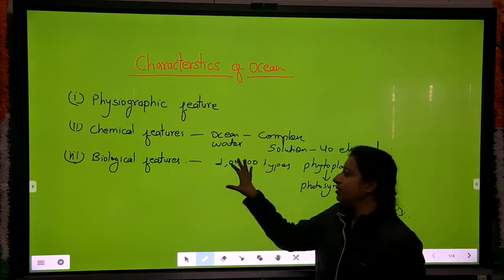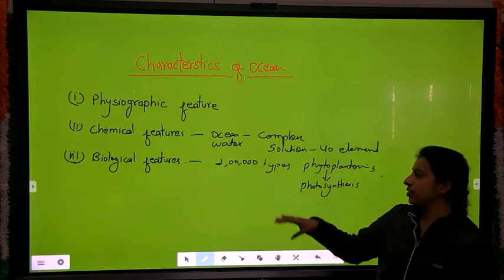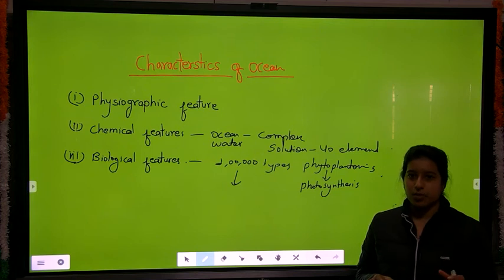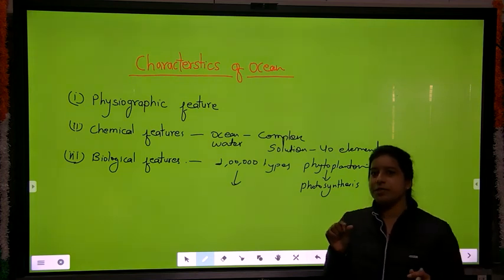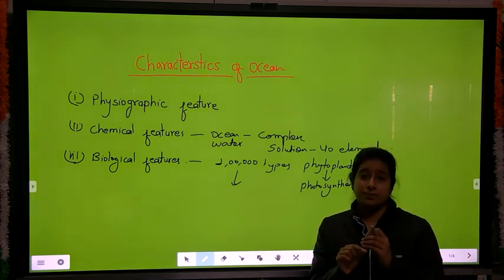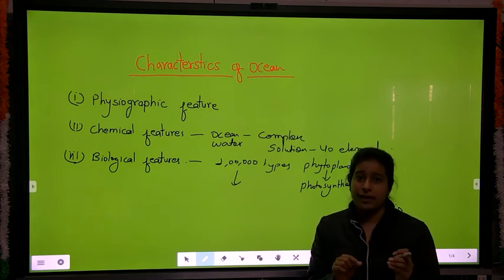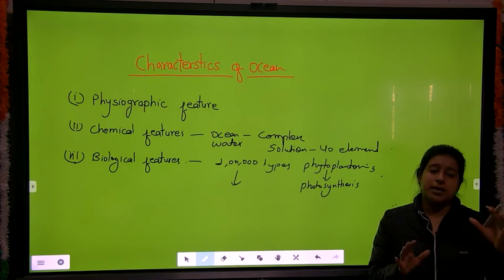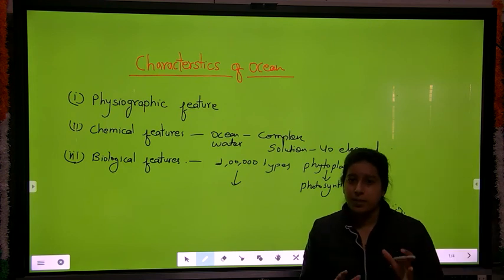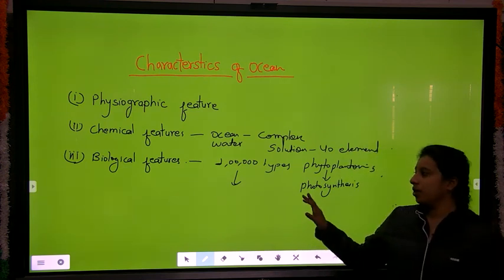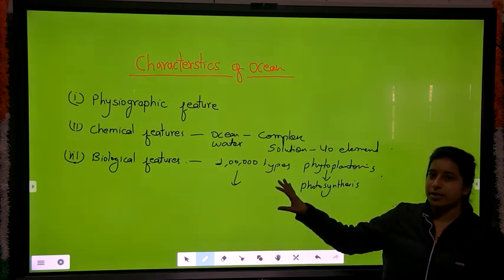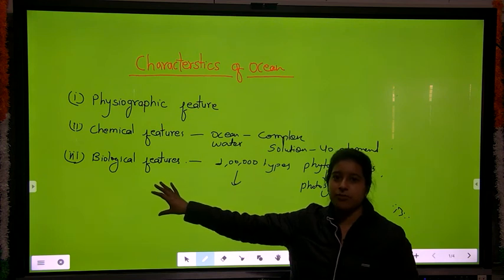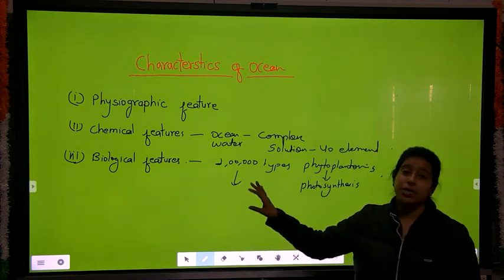Okay, and the next biological feature of the ocean, as we can see, is that there are so many types of fishes. Very tiny small fishes are also there whose size is about 2 centimeters, as well as big fishes whose weight around 100 tons is also possible. There are also whales and dolphins, mammals, covering the biological features of the ocean.